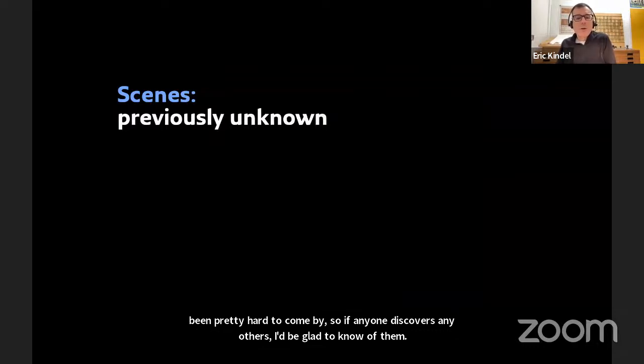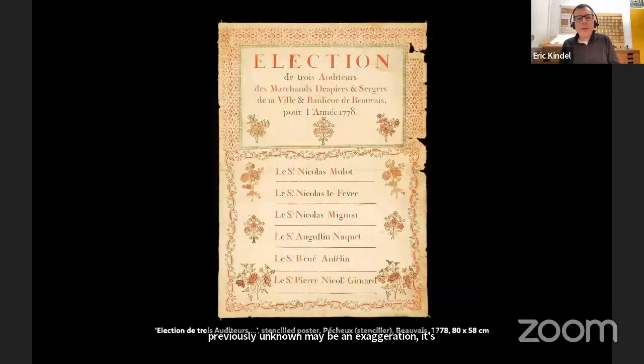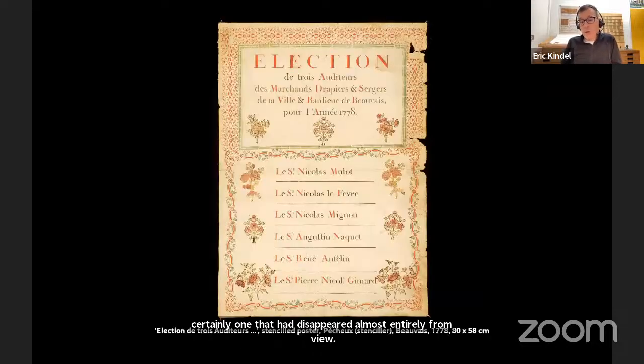I wanted to turn now to a more recently discovered scene, which I've explored with a collaborator, Pierre Panaferre. It's a French scene by and large, and while the title of Previously Unknown may be an exaggeration, it's certainly one that had disappeared almost entirely from view. This scene is of stenciled posters, notices, and advertisements.